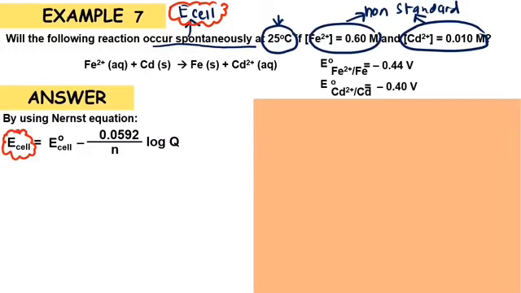Kenapa kena tentukan nilai E cell? Sebab galvanic cell ni adalah pada bukan standard condition. Boleh? So, sebagai contoh, tengok overall equation.